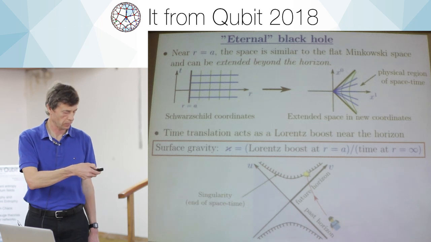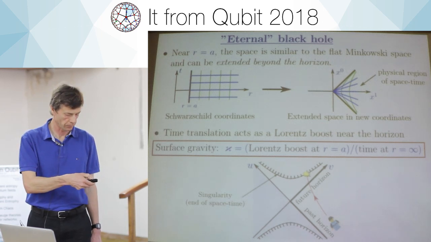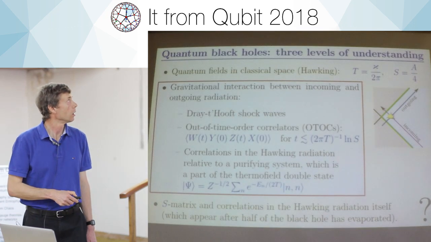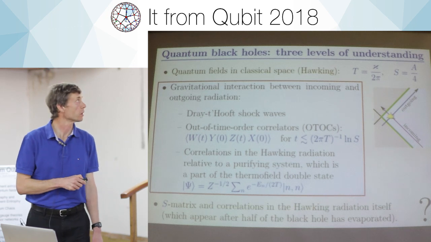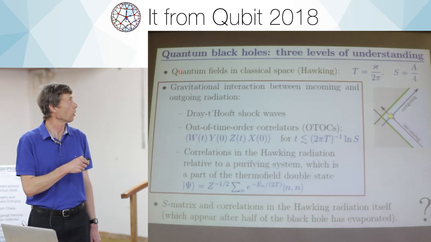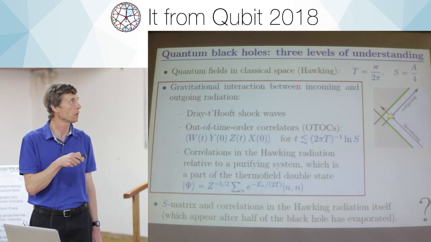It's a parameter with dimension of inverse time. Now, let's go to quantum black holes. And now things become interesting. There are three levels of understanding of a quantum black hole. The first level is something well known. It's quantum fields in classical space-time.